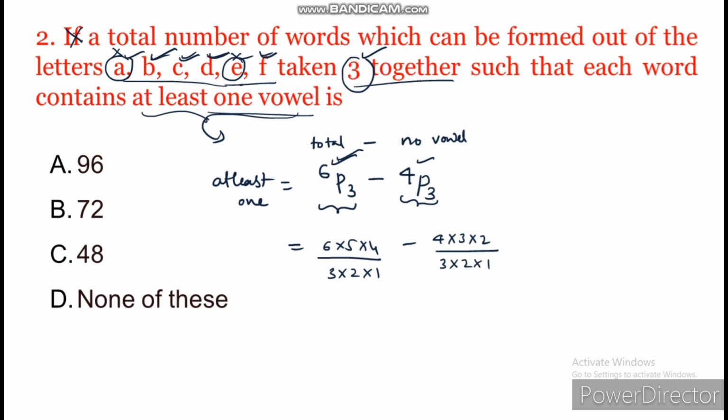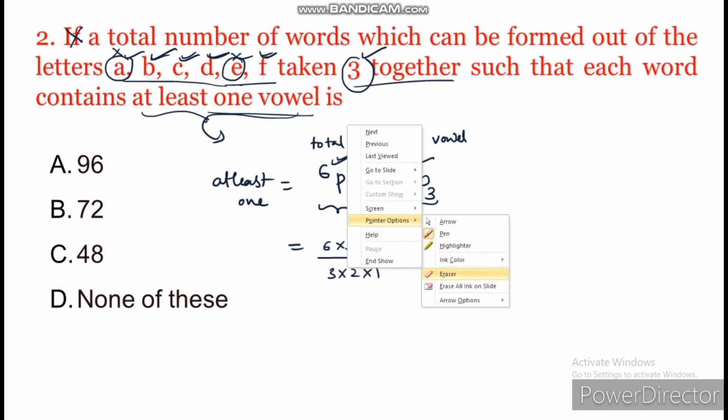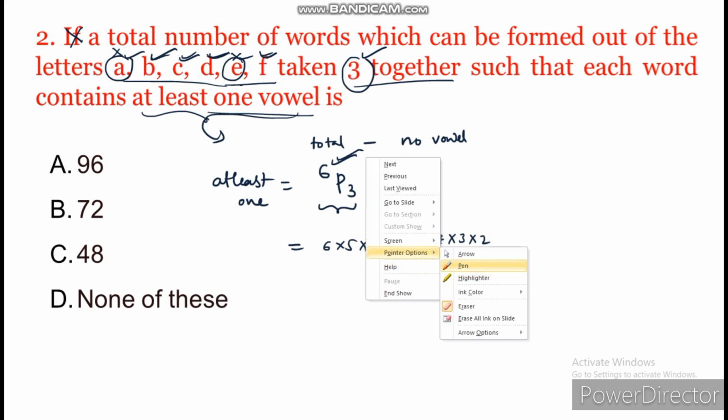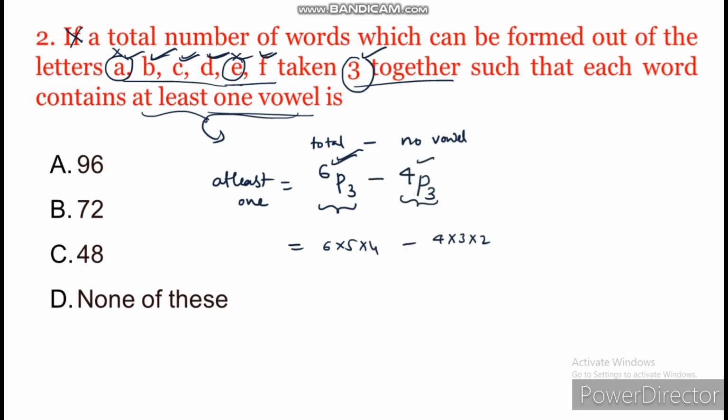Oh, just a second. This is permutation, not combination. So I'll just erase this part, because in permutation you don't get the denominator at all. Only in case of combinations you'll get a denominator, right? Here 6 5s are 30, 30 4s are 120, minus 4 3s are 12, 12 2s are 24. 120 minus 24 is 96. So which option? Option A, right?